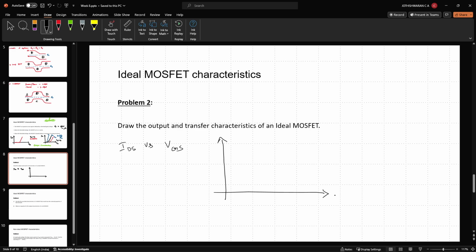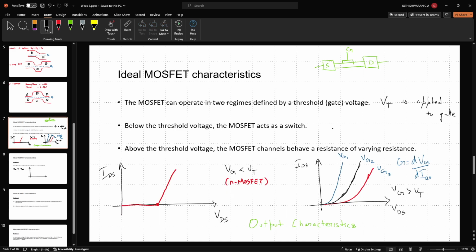Just 1 second. Did I make a mistake? Oh yes, I made a mistake. I made a very big mistake. So this is not the output characteristic, this is the transfer characteristic. Just give me 1 second.